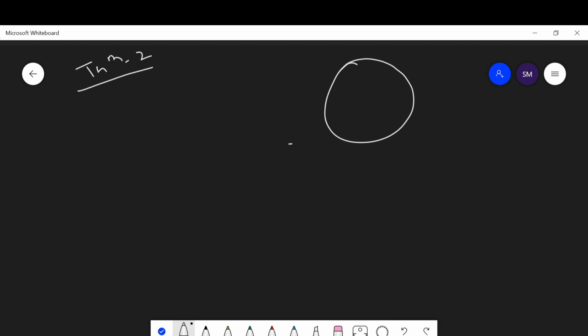Here AB is the tangent which touches the circle at the point P, and O is the center of the circle, and OP is perpendicular to the tangent AB, and here join OQ which touches the circle at the point R, and here we have to prove that AB is the tangent to the circle at the point P.